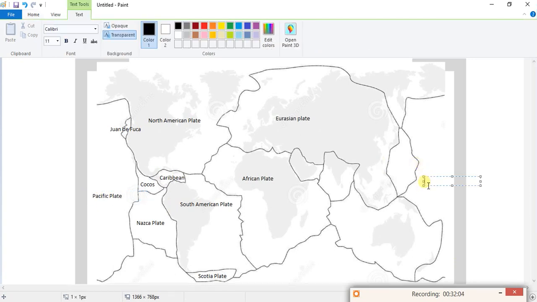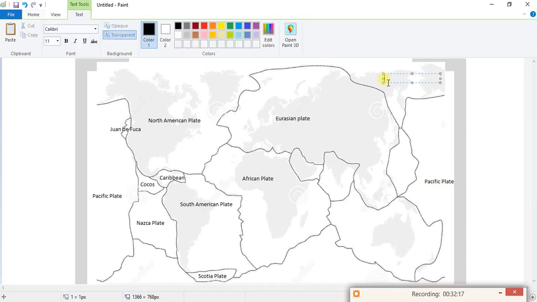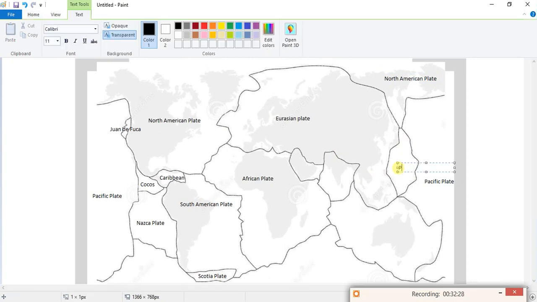Alright, so we've got the North American plate. We pretend this is just still one. This is still the North American plate. We've got Alaska, so maybe we'll put it up here so you know. North American plate. Alright, let's go ahead and type this one in. Philippine plate. Philippine. I think that's how you spell it. Plate.